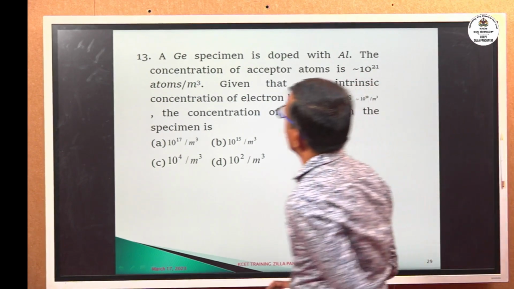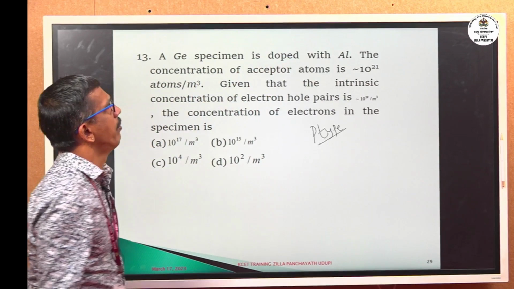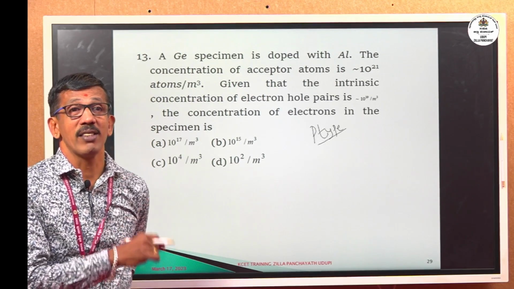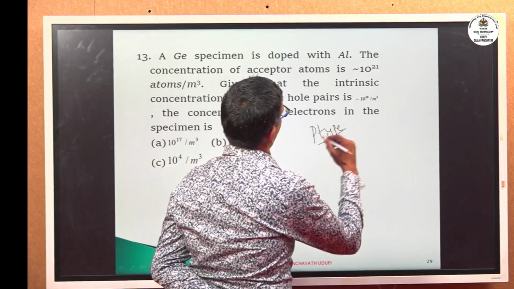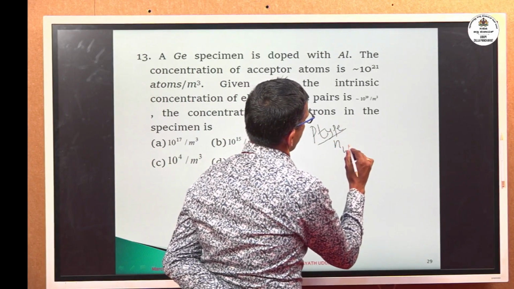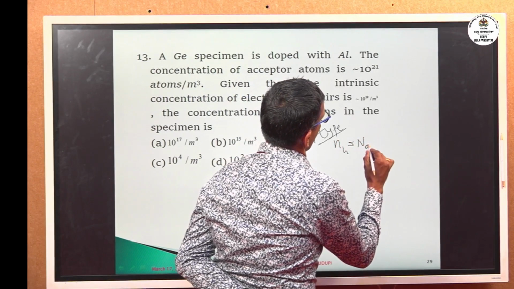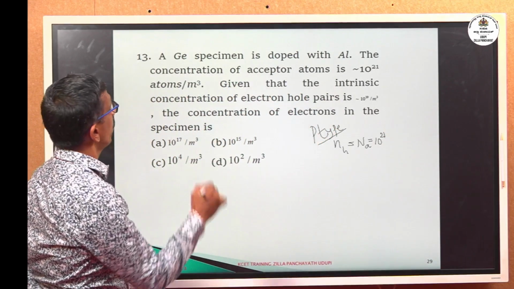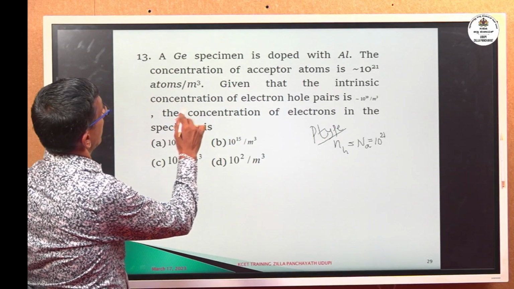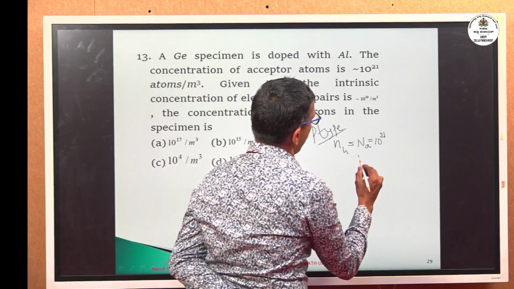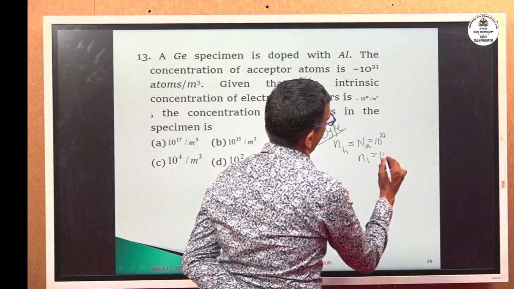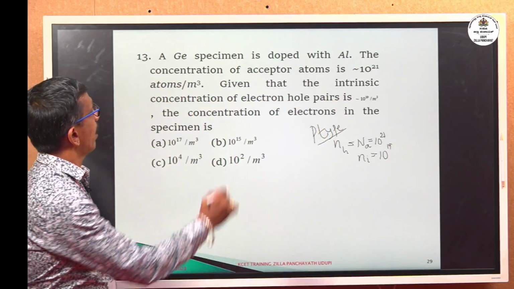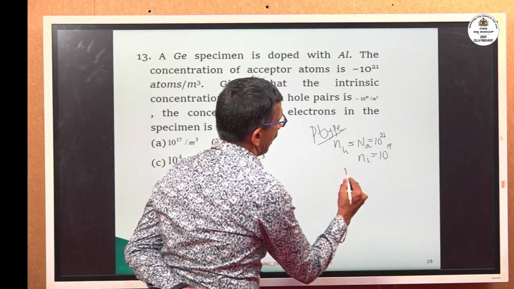Here they have given the concentration of acceptor atoms as 10 power 21. We already mentioned during the synopsis, in case of an extrinsic p-type semiconductor, the number of holes is equal to the number of acceptor atoms, which is 10 power 21. In addition, the intrinsic concentration of electron-hole pairs, Ni, is also given as 10 power 19. The question is, what is the concentration of electrons? Ne is to be calculated.